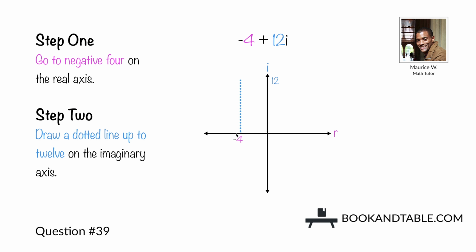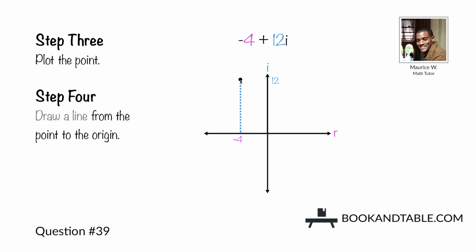Step 1, go to -4 on the real axis. Step 2, draw a dotted line up to 12 on the imaginary axis, and then plot the point here. This point represents our complex number, -4 plus 12i. And from here, we want to draw a line to the origin.